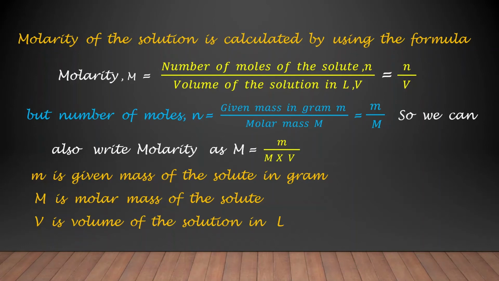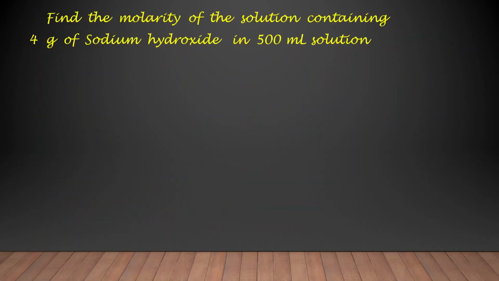Okay, so if we divide the volume of solution in ml by 1000, we will get the volume of solution in liter. Okay, now based on this formula, let us work out some problems. Find the molarity of the solution containing 4 gram of sodium hydroxide in 500 ml.